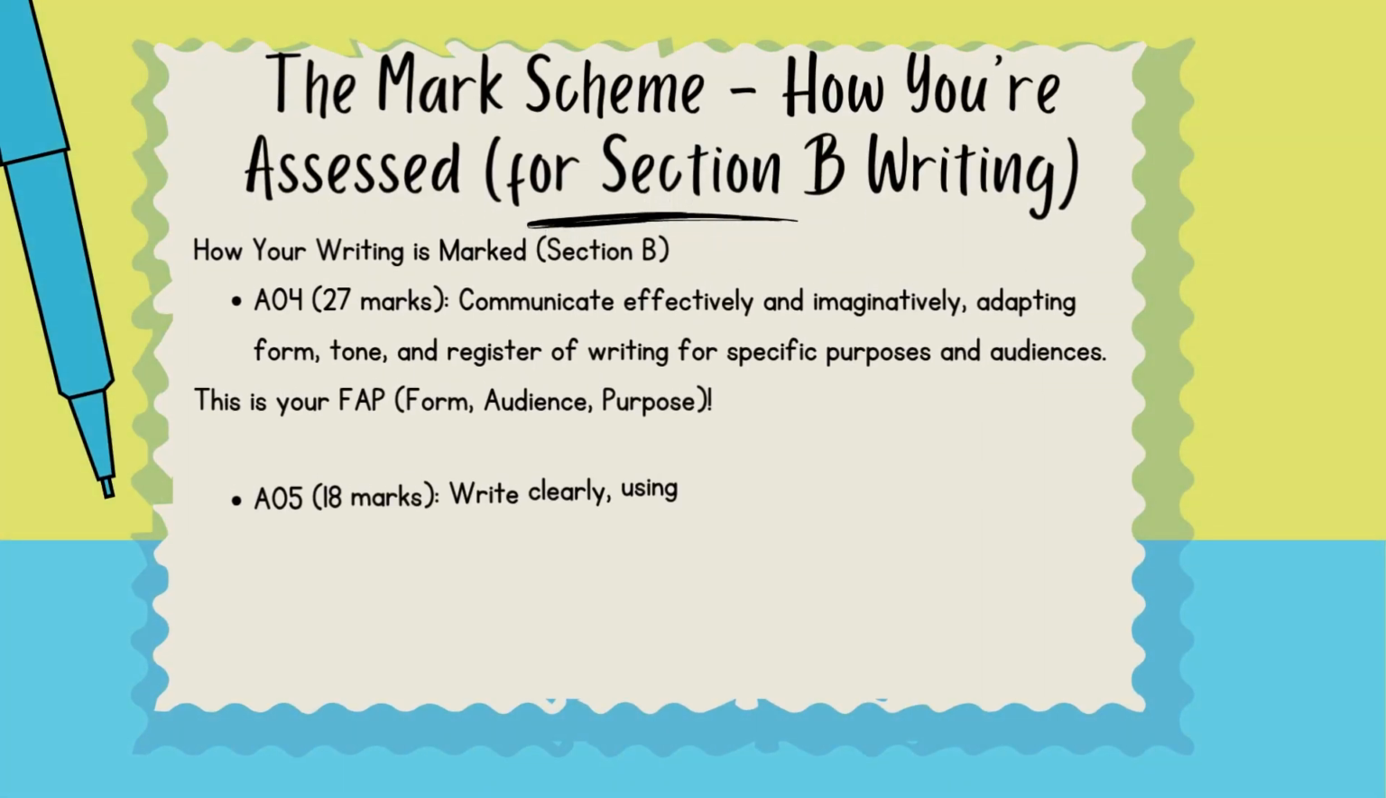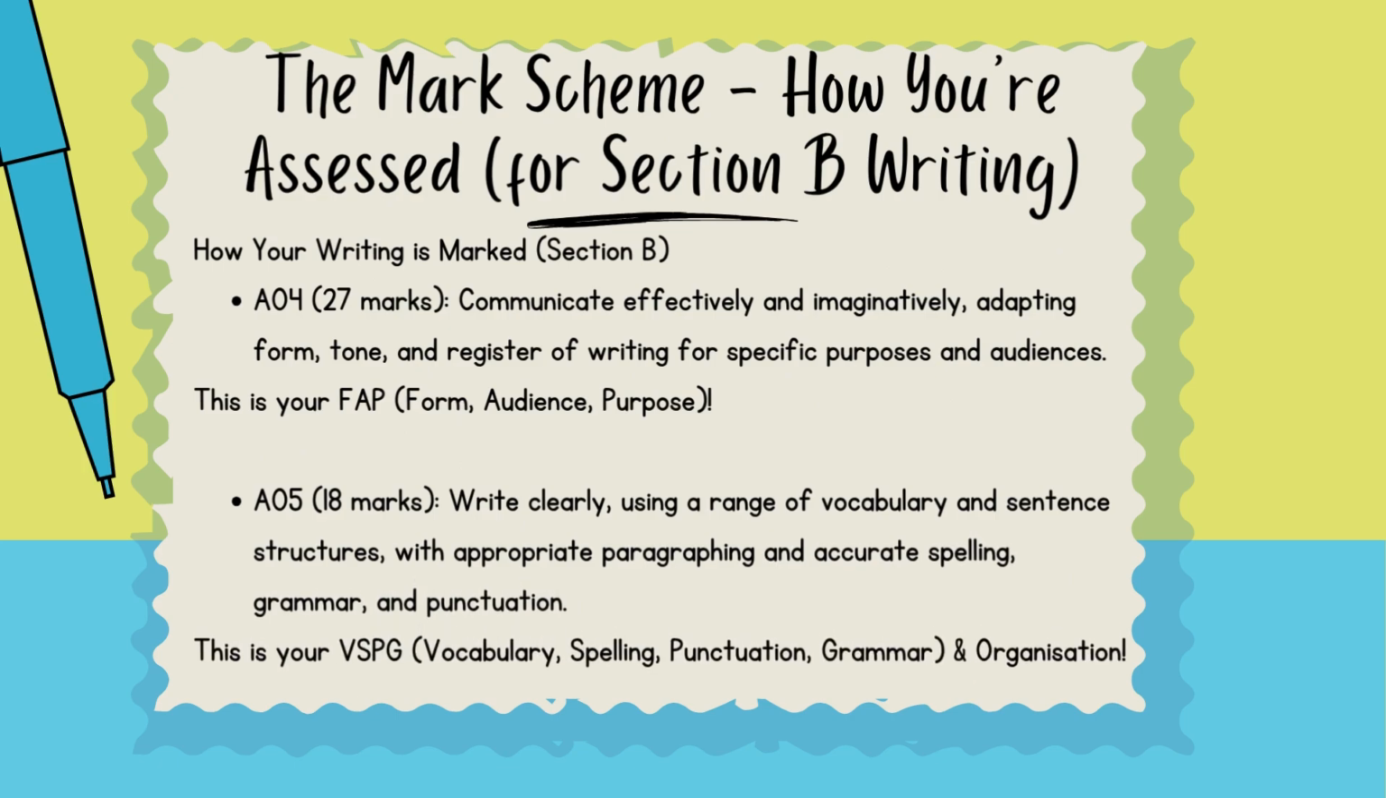Now let's zoom in on how your writing is marked in section B. This is where the assessment objectives, or AO, specific to writing comes into play. For the 45 marks in section B, examiners are looking at two key AOs. AO4, which is 27 marks of the 45. This is all about how effectively and imaginatively you communicate and how well you adapt your form, your tone, your register for the specific purpose and audience of the task.